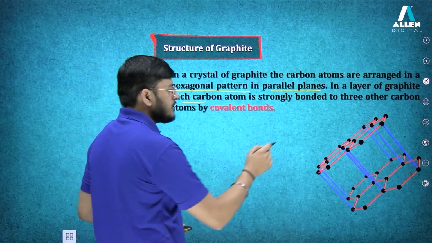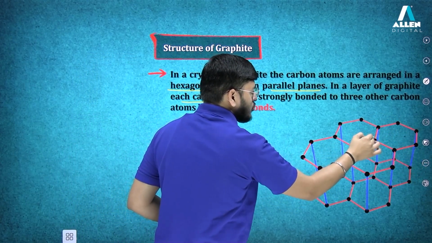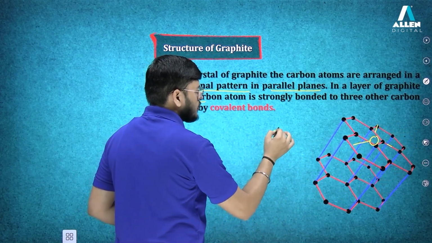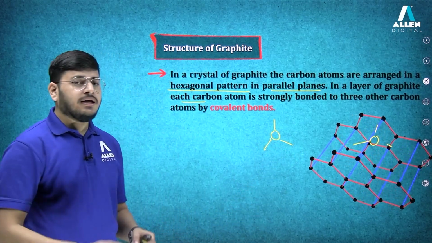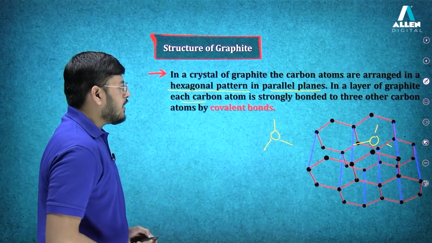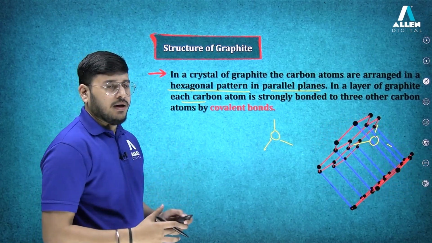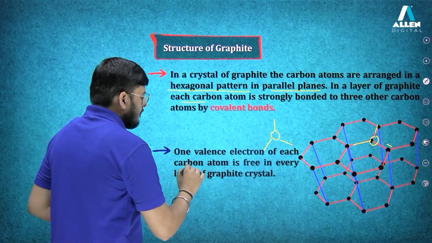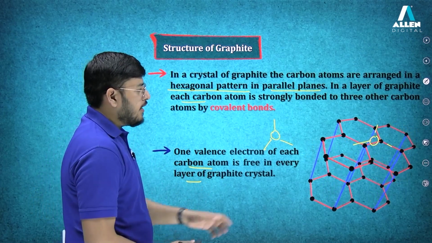One carbon atom is strongly bonded with only 3 others. This one is bonded with this, this and this. Likewise, this one is bonded with this, this and this, forming a hexagonal pattern over there, and they are covalently bonded with one another. Now, one valence electron of each carbon atom is free in every layer of the graphite.